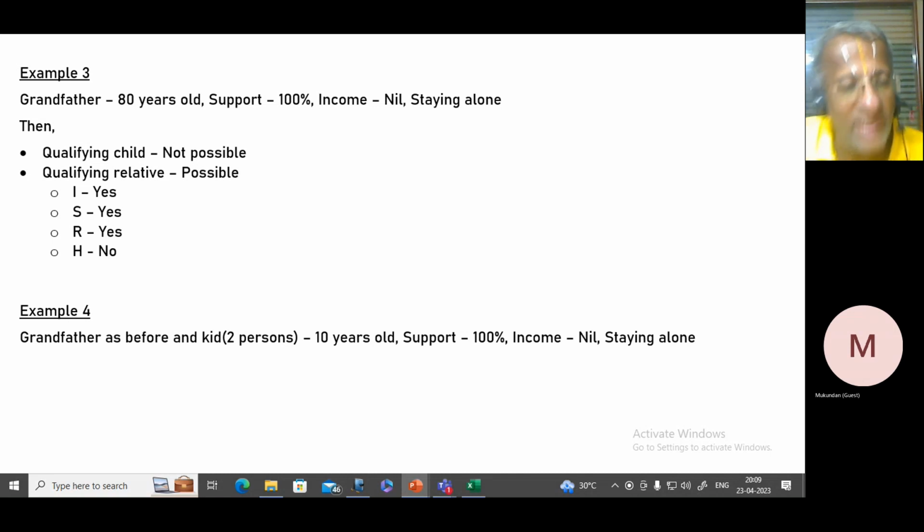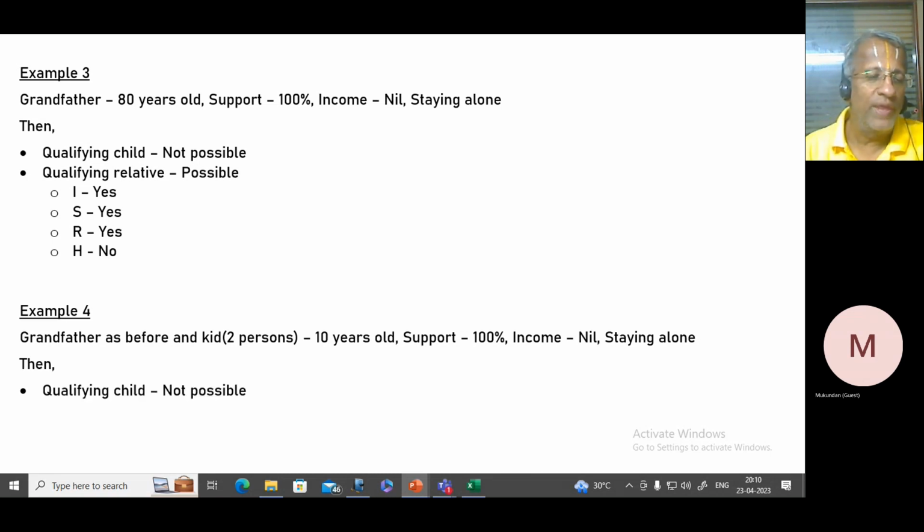Example 4. Are you clear? Grandfather as before, and a kid. You have a grandfather as well as a kid. There are two persons, and all matters related to grandfather will continue to be there. And a kid, 10-year-old, support 100%, income nil, but staying alone. So then you find a qualifying child is not possible. Why is this kid not to be taken up as a qualifying child? The reason is that under the child category there are four tests. What are the four? Close relative, yes. Age also correct. Then what is the next one?